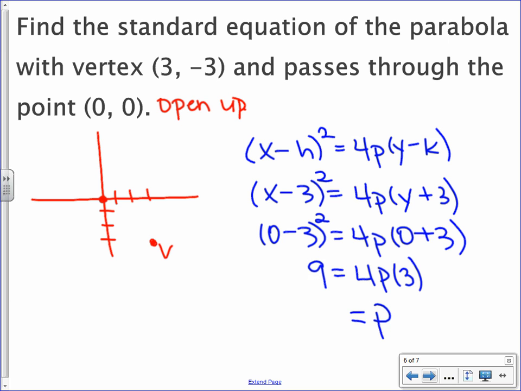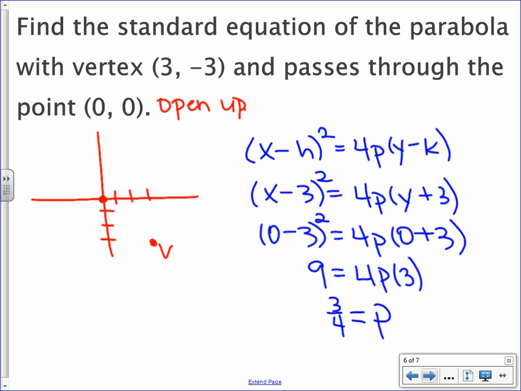So we have to plug in points for proper functions. What if there's only 3 left? Then you can still plug in a point. As long as it's a point on the parabola, it will satisfy your equation, whether it's a function or not. So, what's p? 3/4.